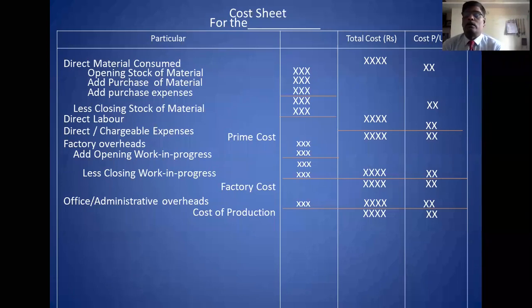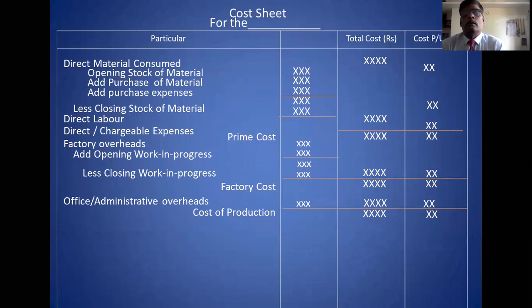And in this stage, you have to make one adjustment that is called finished stock adjustment. Finished stock adjustment means how many goods you produced, how many products you produced in the current year. To that production, you have to adjust the finished stock. Finished stock means opening finished stock and closing finished stock.